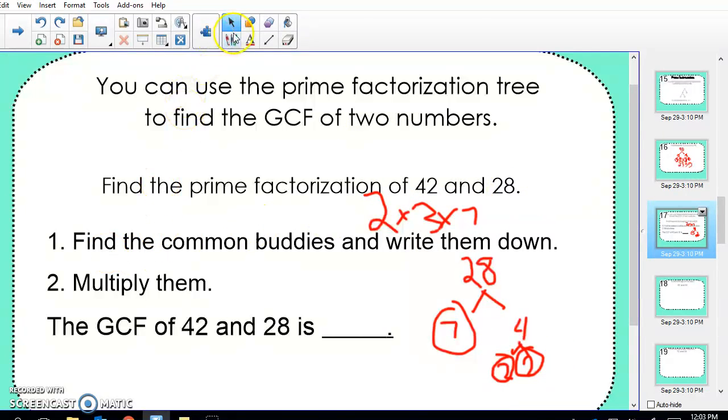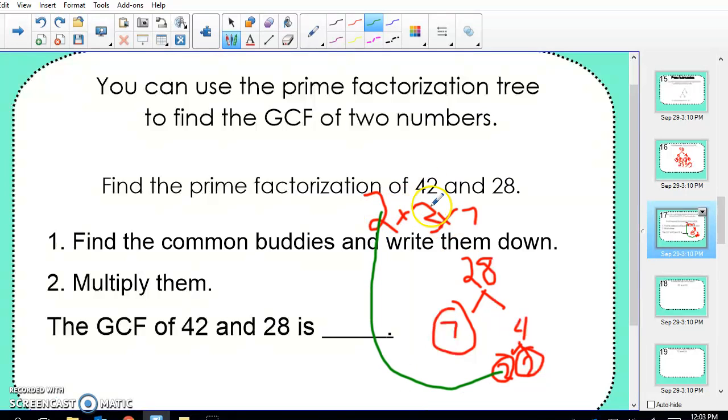So they want you to find the common buddies. So what are my buddies between these? Well, they both have a 2. This one has a 3, but this one does not. This one has an extra 2. This one does not. And they both have a 7. So we need to multiply their buddies together. So I have a buddy pair of 2, and I have a buddy pair of 7. So if I multiply them together, my GCF of 42 and 28 is 14. Please make sure that is in your notes.